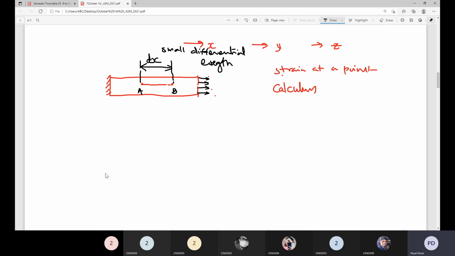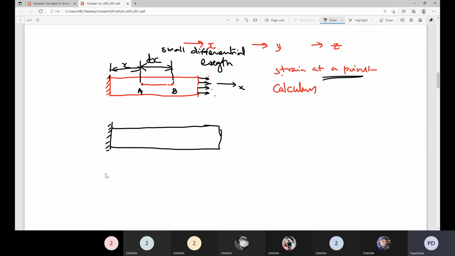So this is a small differential length. Why differential length? Because I want to investigate strain at a point. And then this axis is the x-axis, from here to here. Now this point, when you apply force, will shift to some other point. So let us have another diagram, which is the deformed shape. Deform माने अभी एक ही डायरेक्शन में हम इन्वेस्टिगेट करेंगे.